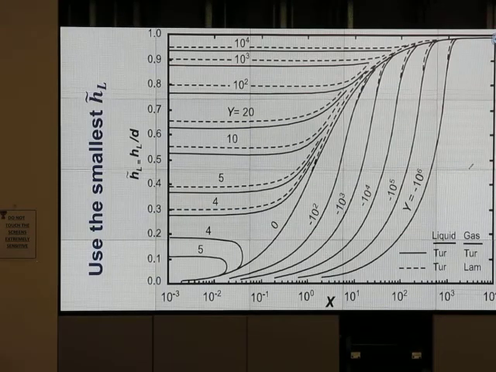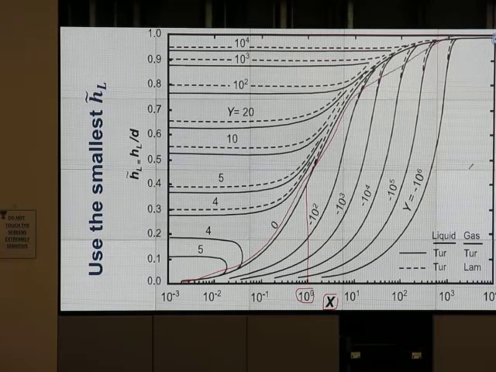So once I know X, I know Y. Let's say X equal to 10 to the power of 0, which is 1, and Y equal to 0. This line is Y. Y equal to 0 is this line, the middle line.